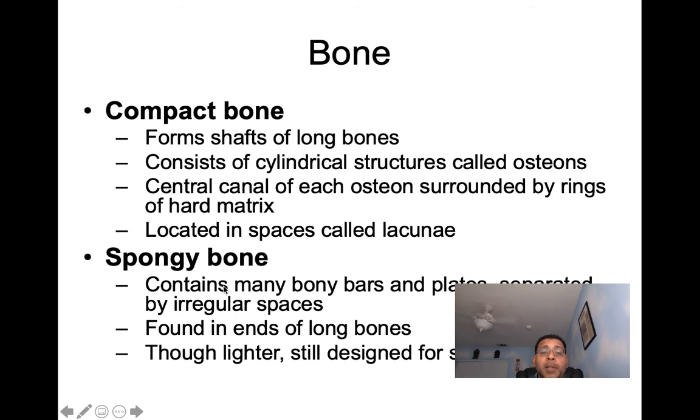Next, when we talk spongy bone, it is going to contain many bony bars and plates. It's separated by irregular spaces, and it's going to be found in the ends of our long bones. And even though this bone is lighter, it's still designed for strength.